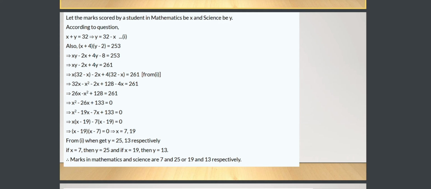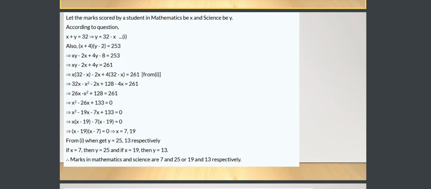This is the solution. Don't go direct to the solution. Try this question by yourself. Like you can see x plus 4 into y minus 2 equals to 253, right? This line will be clear, okay? And if you multiply or solve this, you'll get finally xy minus 2x plus 4y equals to 261. Now from equation 1, you have to put y equals to 32 minus x, or you can put x equals to 32 minus y, no problem, okay?